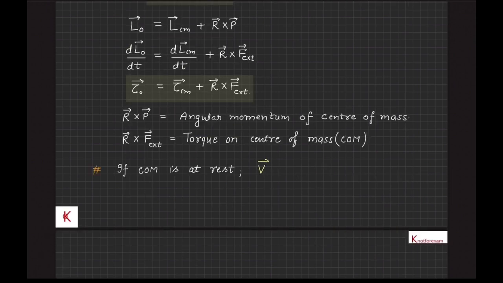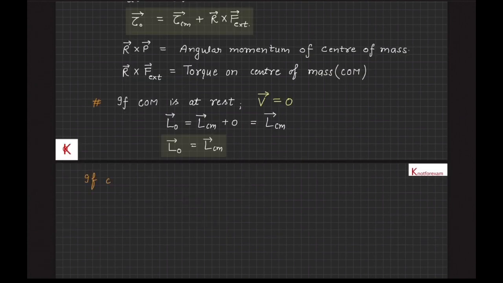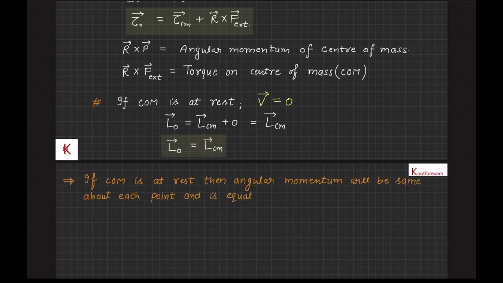If center of mass is at rest, that is V vector is equal to 0, then L_O vector is equal to L_CM vector, that is angular momentum about point O. That means angular momentum about point O is same as angular momentum about center of mass if center of mass is at rest. Also from here we can understand that in this case net angular momentum will be same about each point and is equal to angular momentum with respect to center of mass. Here angular momentum about center of mass is also called internal angular momentum of the system.